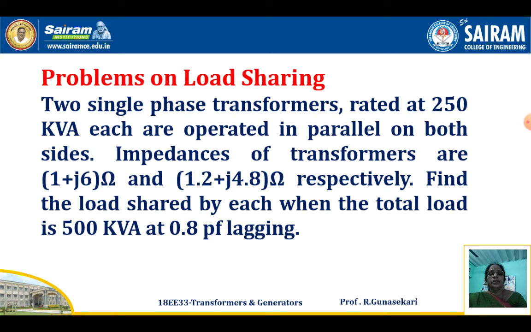Here the impedances of transformer 1 and 2 are given in terms of ohms only, that is resistance plus reactance. Find the load shared by each when the total load is 500 kVA at 0.8 power factor lagging.